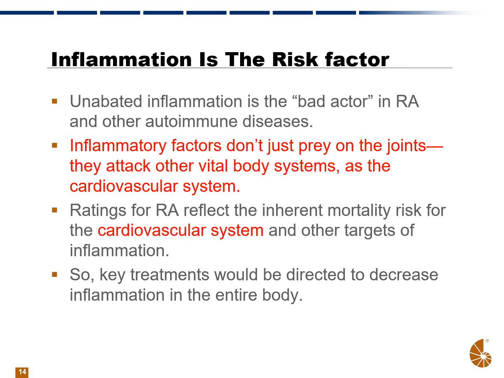So inflammation is the risk factor. Unabated inflammation is the bad actor in rheumatoid arthritis and other autoimmune diseases. Inflammatory factors don't just prey on the joints. They attack all the vital body systems, like the cardiovascular system as well. So there's an inherent risk for cardiovascular inflammation and disease as a target of this inflammation. So key treatments that are directed at the arthritis also may help with the inflammation in the entire body.